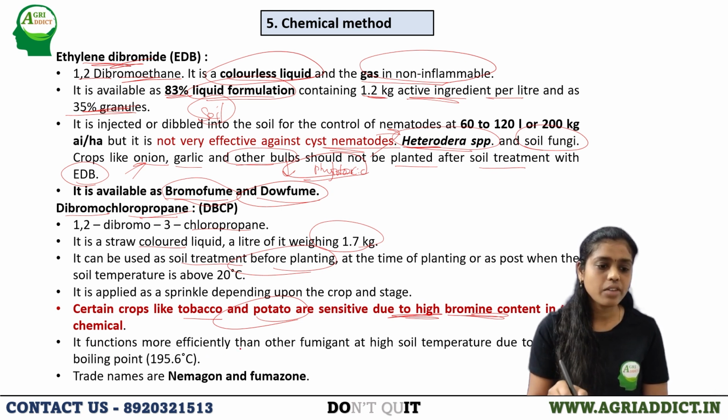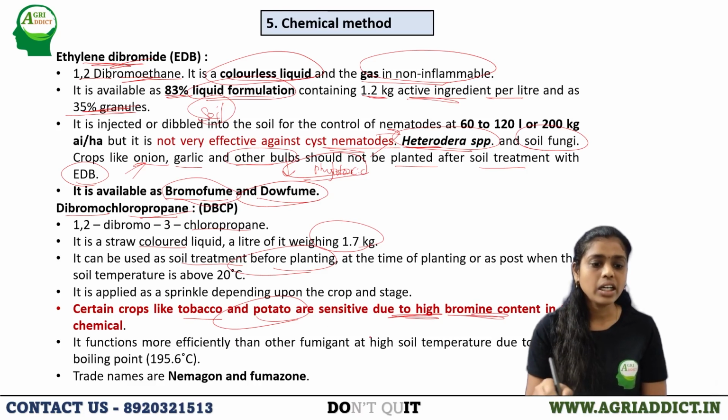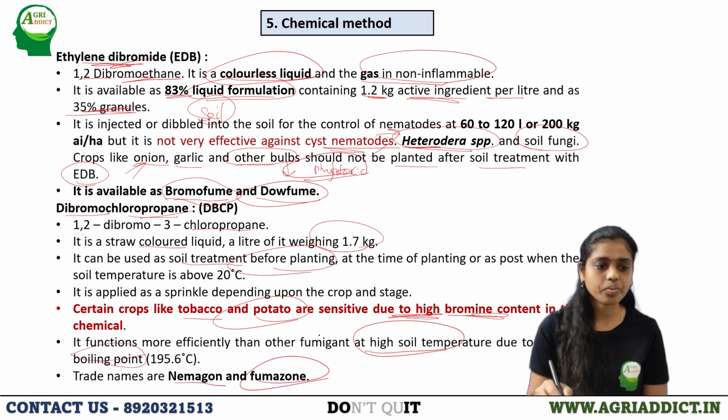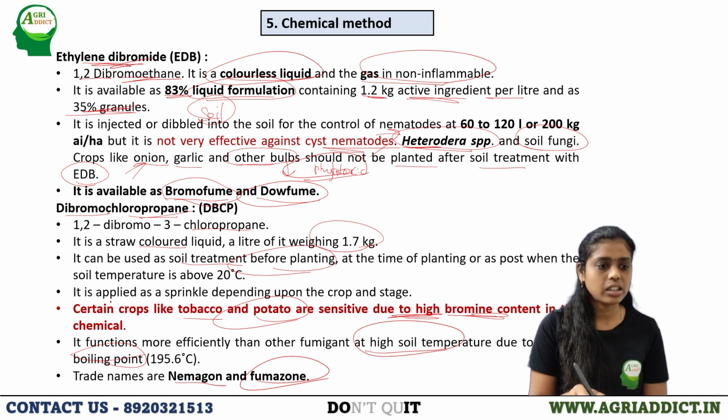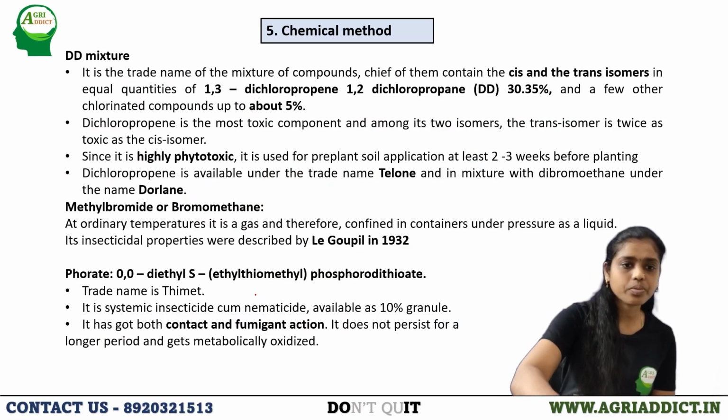It functions very efficiently when compared to other fumigants like ethylene bromide, even at high temperature and high boiling point. Its trade names are Nemagon and Fumazone. I have left out some of the points in between, which can be easily understood and are self-explanatory. Only the important points I am explaining here.